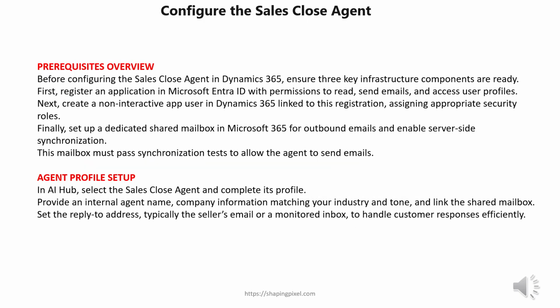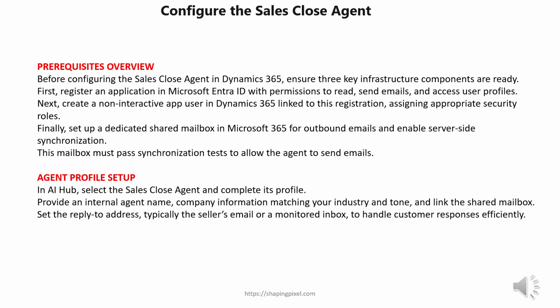Before configuring the Sales Close Agent in Dynamics 365, ensure 3 key infrastructure components are ready. First, register an application in Microsoft Entra ID with permissions to read, send emails, and access user profiles. Next, create a non-interactive app user in Dynamics 365 linked to this registration, assigning appropriate security roles. Finally, set up a dedicated shared mailbox in Microsoft 365 for outbound emails and enable server-side synchronization. This mailbox must pass synchronization tests to allow the agent to send emails.